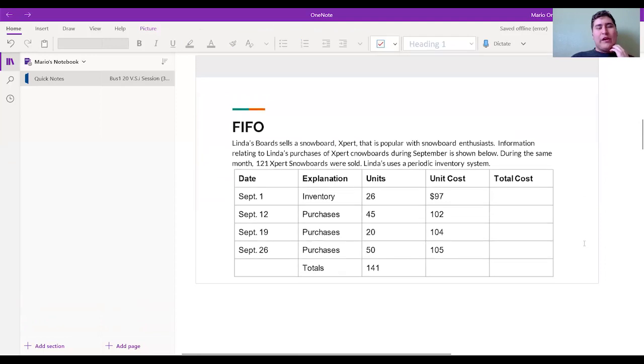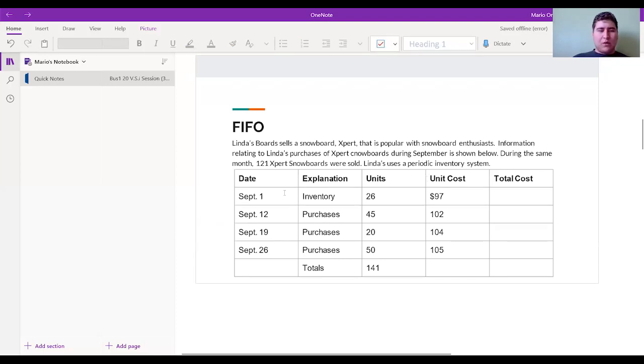The first problem we have here is for FIFO. Linda's Boards sells a snowboard, the Expert, that is popular with snowboard enthusiasts. Information relating to Linda's purchases of Expert snowboards during September is shown below. During the same month, 121 Expert snowboards were sold. Linda's uses a periodic inventory system.